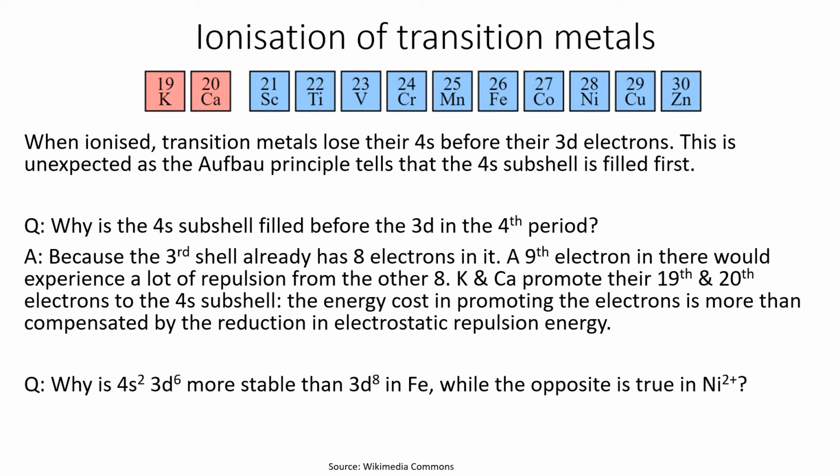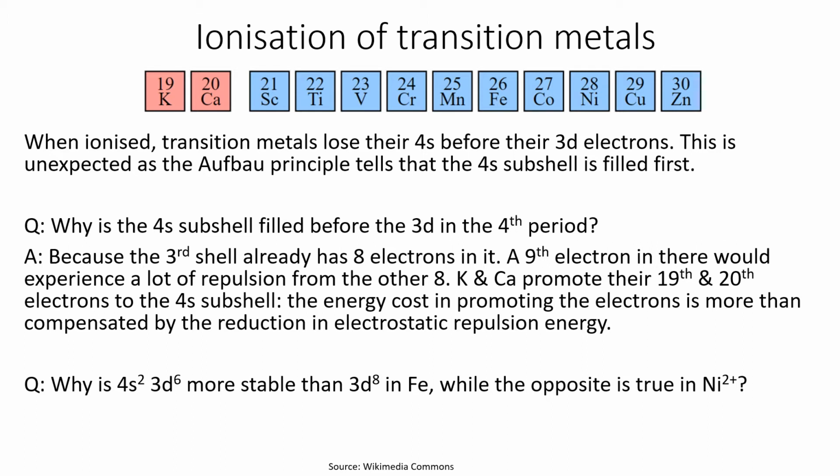And so we've got 2 species with the same number of electrons and yet different electron configurations. So this really does seem quite odd. We've got 4s2 3d6 in iron, 3d8 in nickel 2+, same number of electrons. How can we explain this?